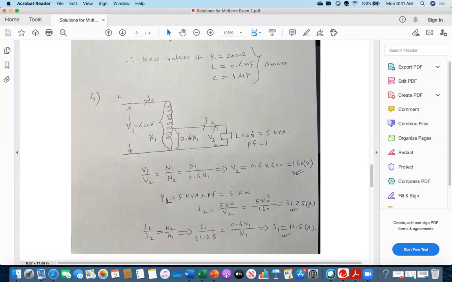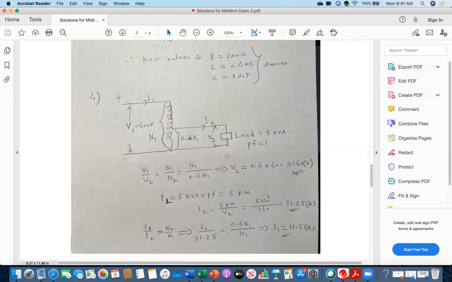This is my I1. I have a load connected at the secondary side. The value is 5 kVA, the power factor is 1, and the voltage V2 appears here, with the current. Now see, I am writing V1 over V2 is N1 over N2, my basic equation for a transformer. N1 is N1, and for N2 I am writing 0.4 N1. So consequently, I am getting V2 is 160 volt.